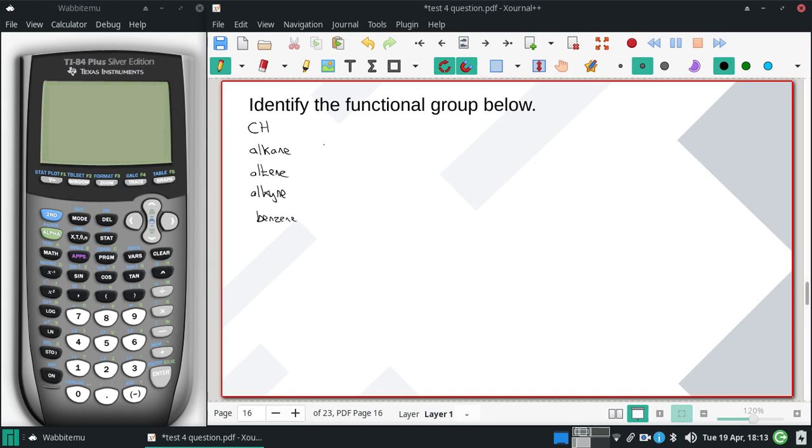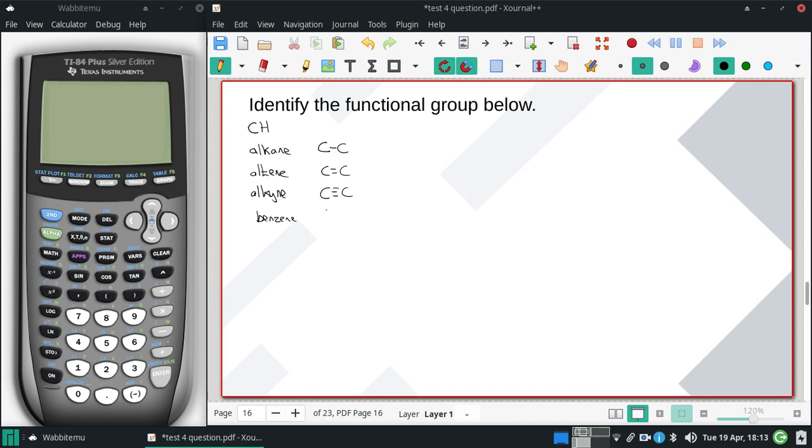What we can see to distinguish these: the alkanes are just carbon-carbon single bonds, the alkenes are carbon-carbon double bonds, and the alkynes are carbon-carbon triple bonds. If you have a triple bond anywhere in that molecule, you have an alkyne. Double bonds, alkenes; single bonds, alkanes.